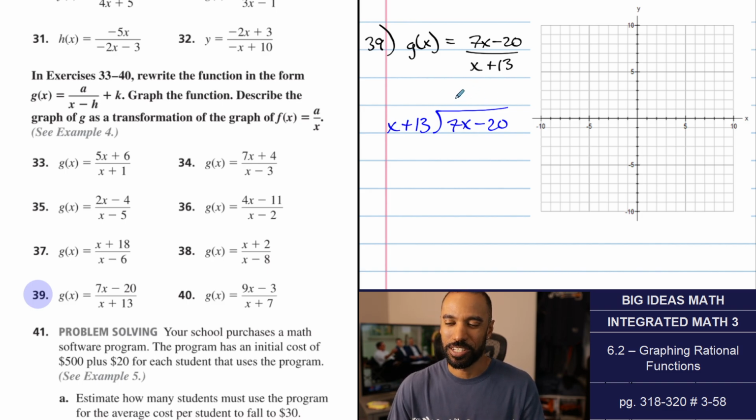All right, x goes into 7x 7 times. Multiply. What's 7 times 13? Hold on a second. 93? No, wait, what? 91. Am I right? 91. Plus 91. Wow.